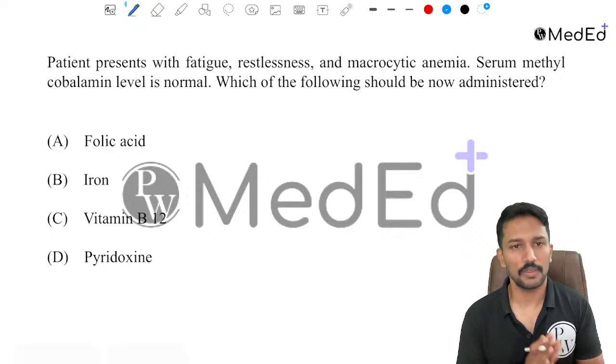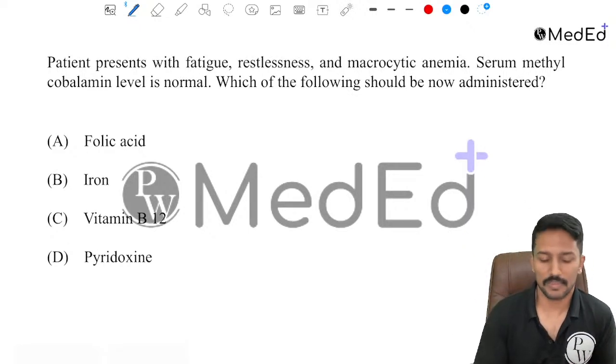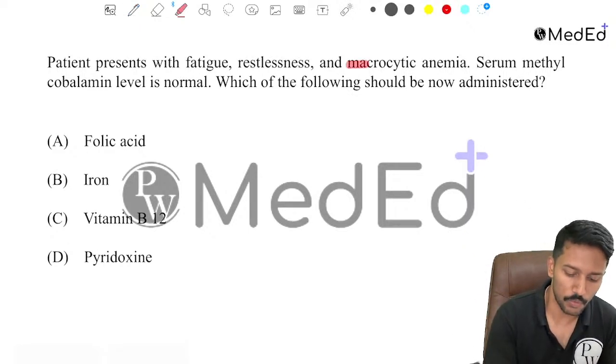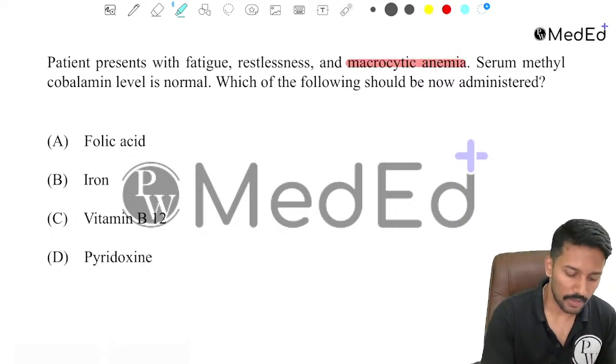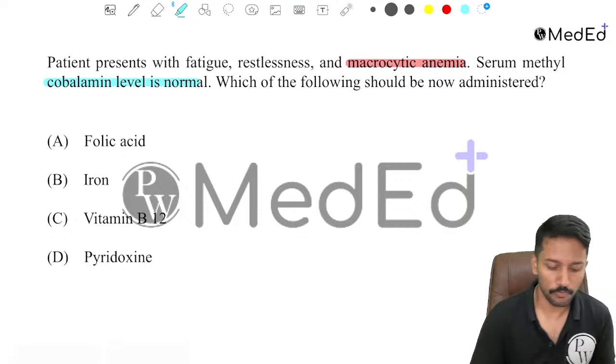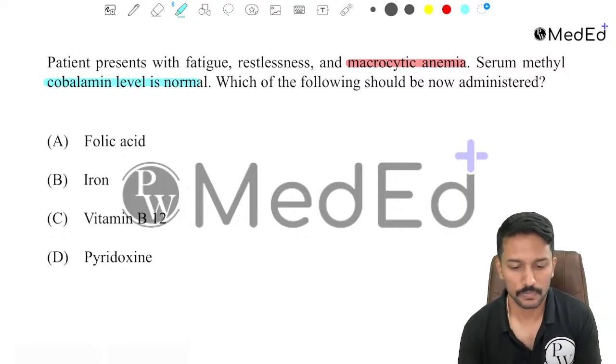Okay, next question. Patient presents with fatigue, restlessness, and on investigation he is found to have macrocytic anemia. Serum methylcobalamin level is normal. Which of the following should be given to the patient?